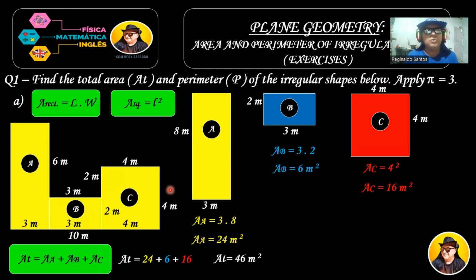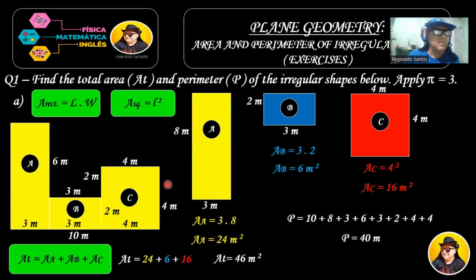Okay. So we also need to find the perimeter of the figure. The perimeter is going to be 10 plus H plus 3 plus 6 plus 3 plus 2 plus 4 plus 4, going around the shape. Okay, this is what we have done here. And doing the calculation, we have that the perimeter of the irregular shape is 40 meters. So question number 1 is already done.